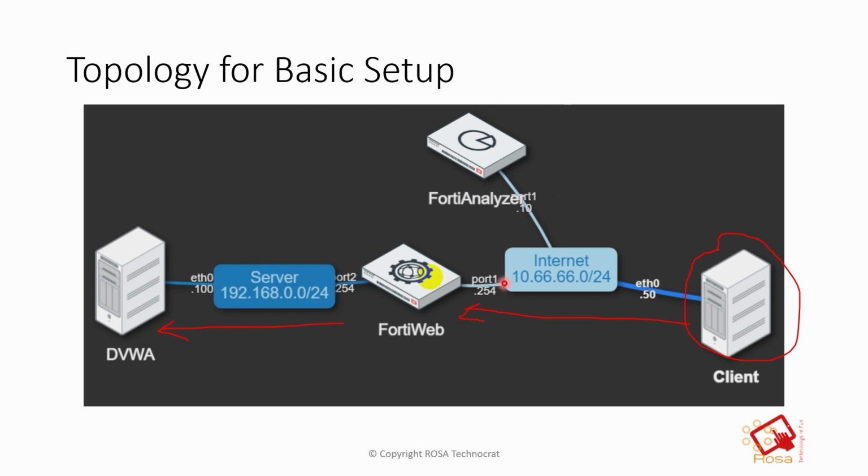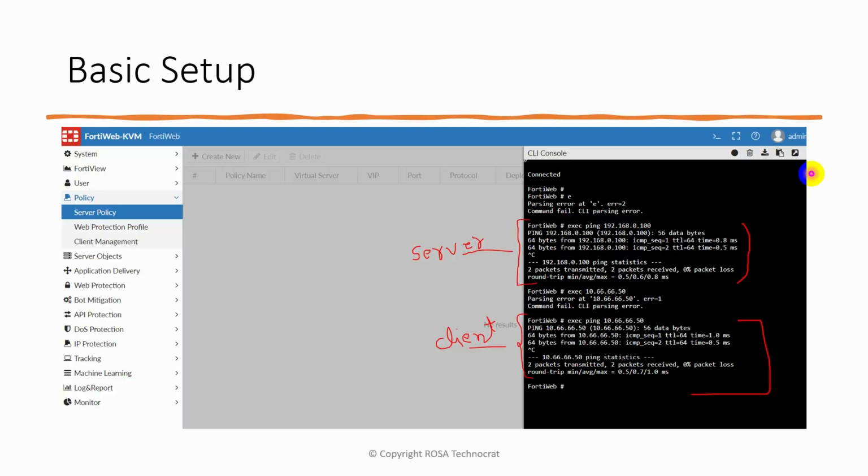I will be showing you how this topology will be created, and how to set up an application. So from a FortiWeb, my server is reachable, my client is reachable. You can see.